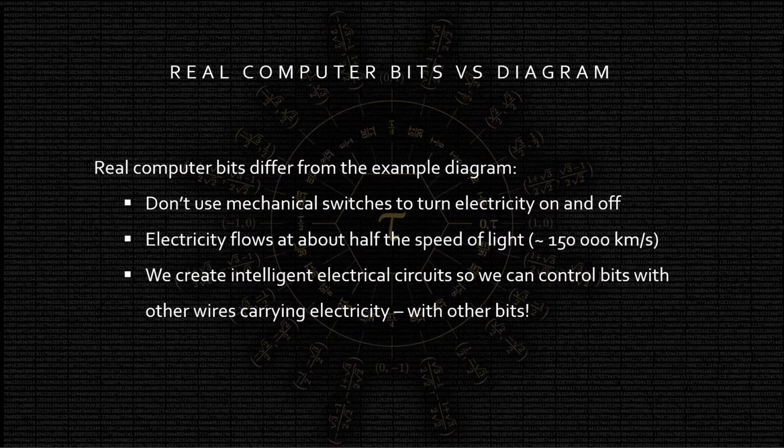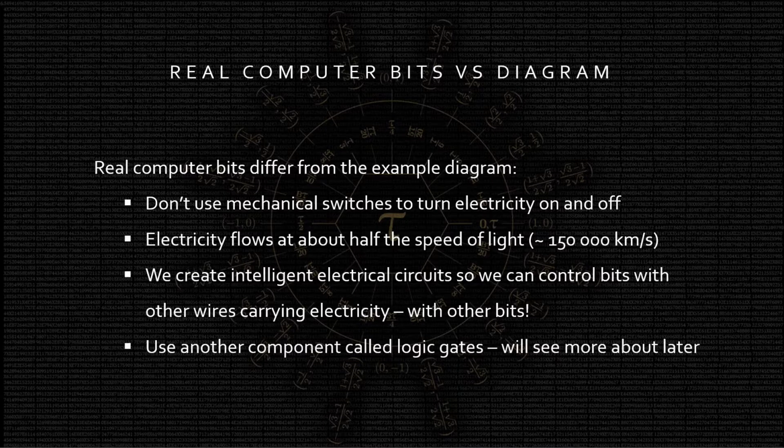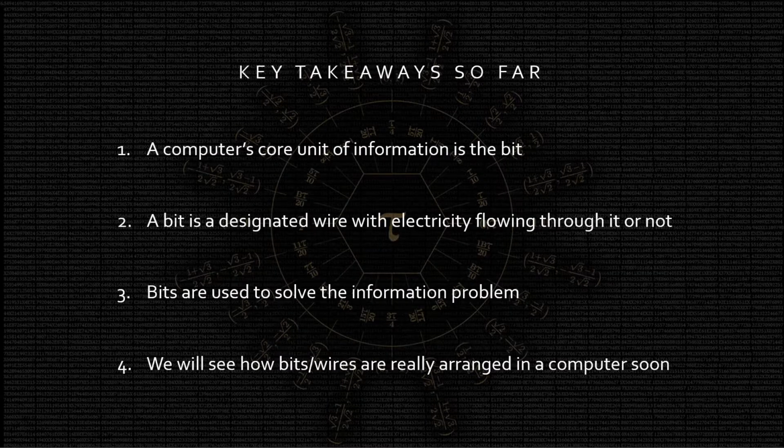And so to be able to actually get these circuits to do what we want them to do, we use this other component called logic gates, which help move electricity in the right places at the right time, depending on certain conditions. We'll get glimpses and mentions of logic gates throughout this course, but we really don't need to go into much detail to be able to understand what we need to become proper programmers. Because the key of this section was to understand that a computer's core unit of information was the bit.